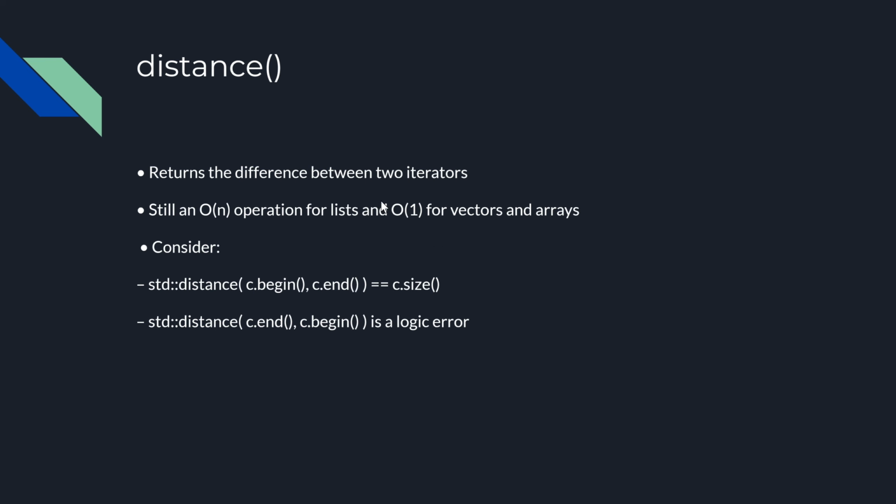Distance returns the difference between two iterators. It is still an O of n operation for a list and O of 1 for vectors and arrays. std::distance(c.begin(), c.end()) equals c.size(). std::distance(c.end(), c.begin()) is a logic error.